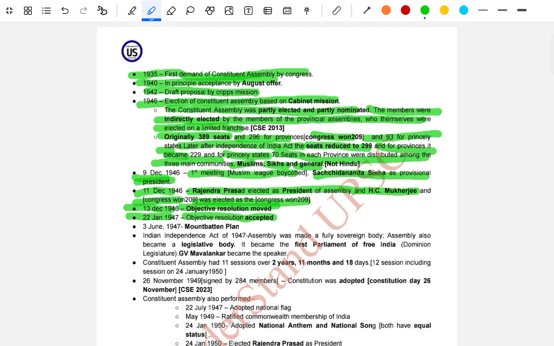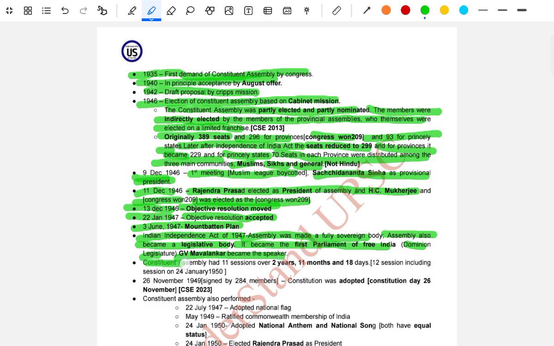3 June 1947, Mountbatten Plan. Indian Independence Act of 1947: the Assembly was made a fully sovereign body. The Assembly also became a legislative body. It became the first parliament of free India, the Dominion legislature. G.V. Mavalankar became the speaker.